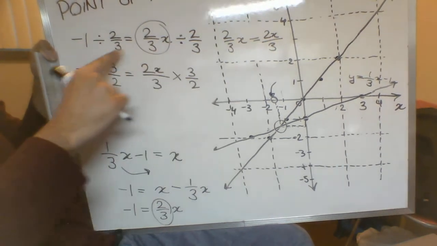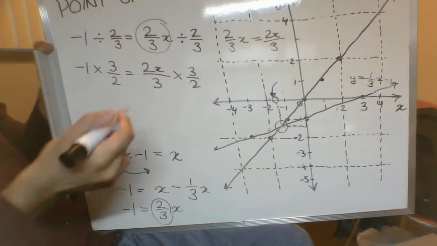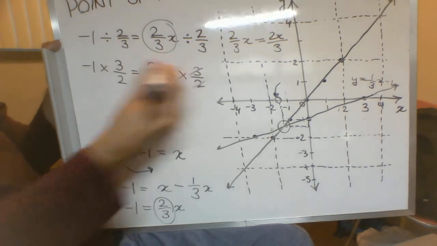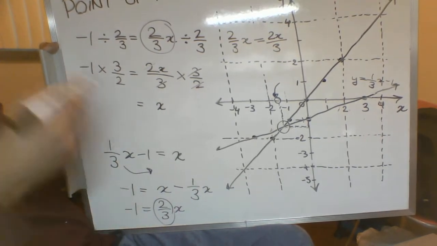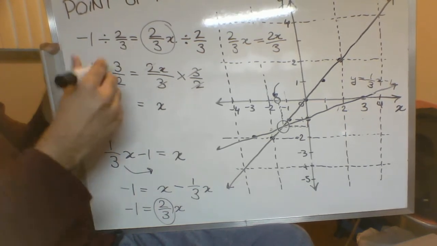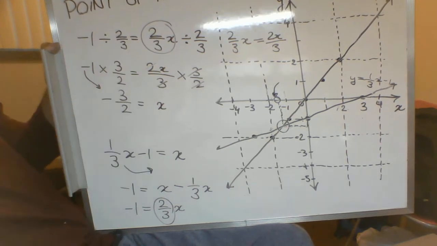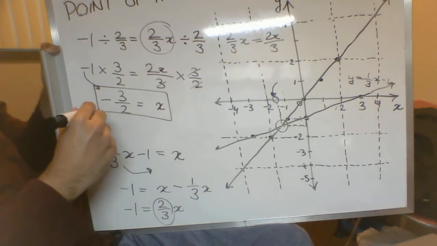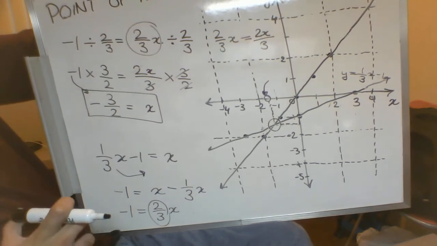Now we chose what we're going to divide both sides by specifically so that we get rid of this 2/3. And we can see that it does, because on the right side, these 2's cancel each other out, and these 3's cancel each other out. So we're left with just an x on the right-hand side, and on the left side, we've got -1 times 3/2. Well, the 1 isn't going to change anything, so we're left with the 3/2, but this minus sign comes along for the ride, and we get -3/2 for x. So that's just our x coordinate of the point of intersection.